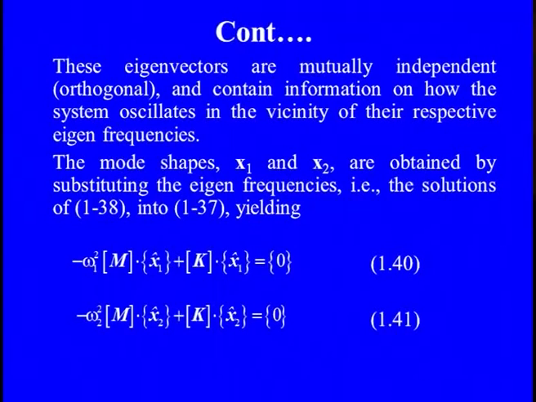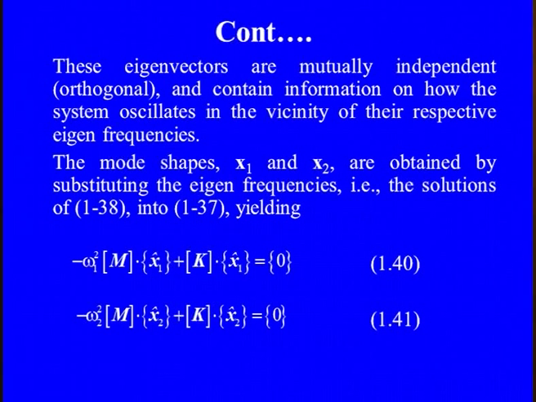So for that, whether we are talking about omega 1, the first natural frequency, or omega 2, the second natural frequency, we can find out the relative displacement of the masses. The mode shapes x1 and x2 can be obtained straightaway by substituting these frequencies into the main equation, equation 1.40, minus omega 1 square mass matrix plus k, times the displacement vector, equals 0.